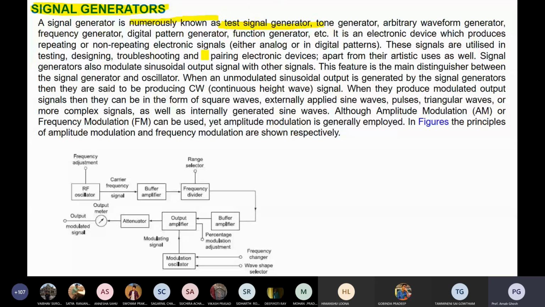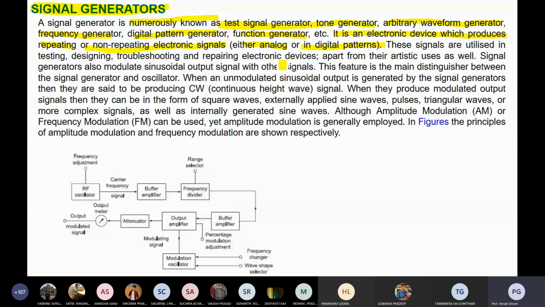Okay, so it is an electronic device which produces repeating or non-repeating electronic signals, either analog or digital patterns. So as per your requirement, a repeating sequence means if you want to design a triangular one, you can say it is a repeating response. Triangular and sinusoidal are repeating responses. Okay, so if you want to generate only a single pulse, it is not repeating. So as per your requirement you can go for the specifications: what you want, repeating signal or non-repeating signal.